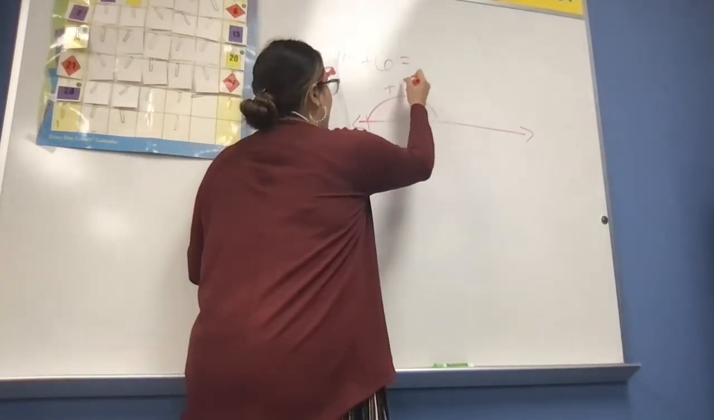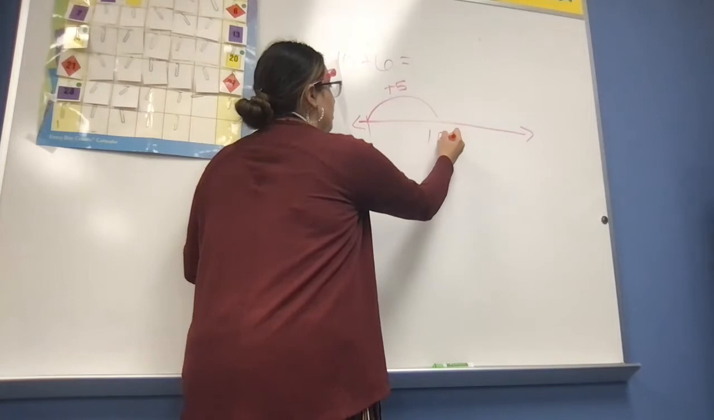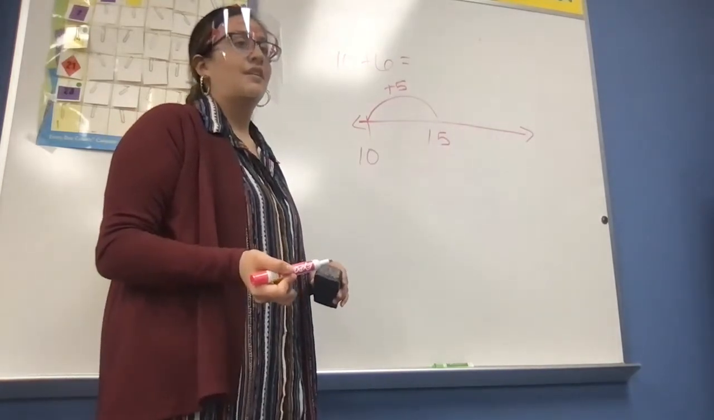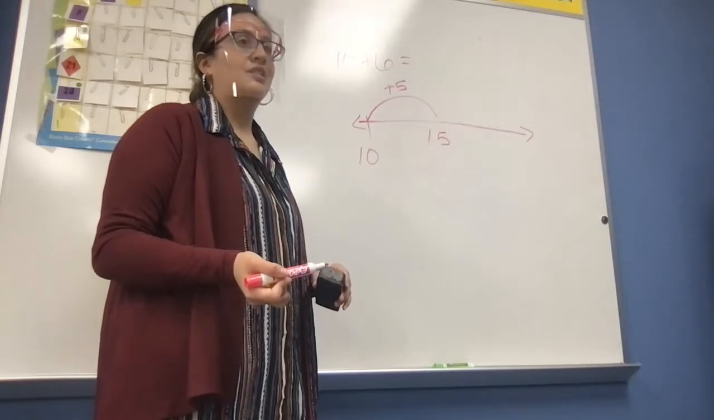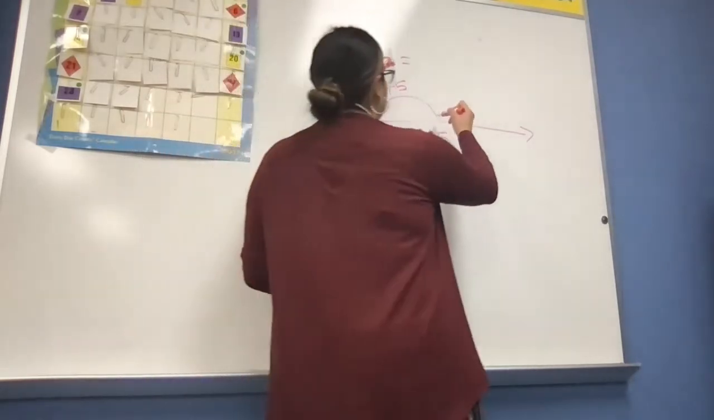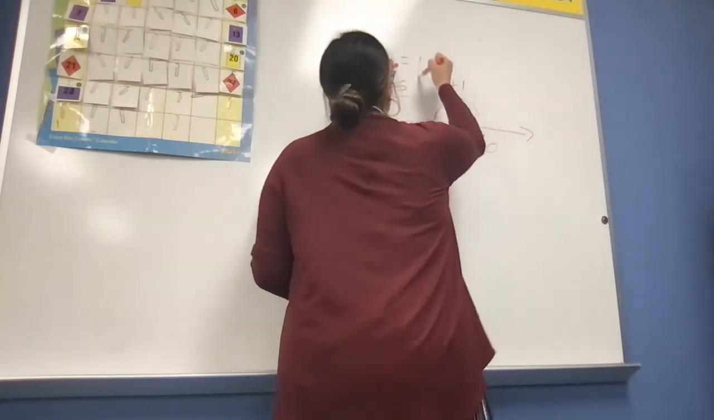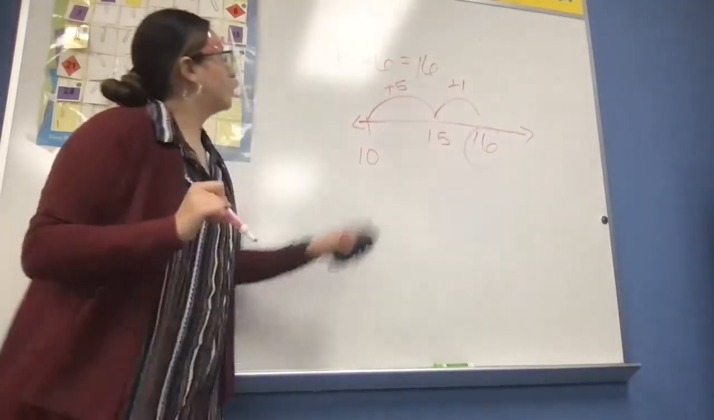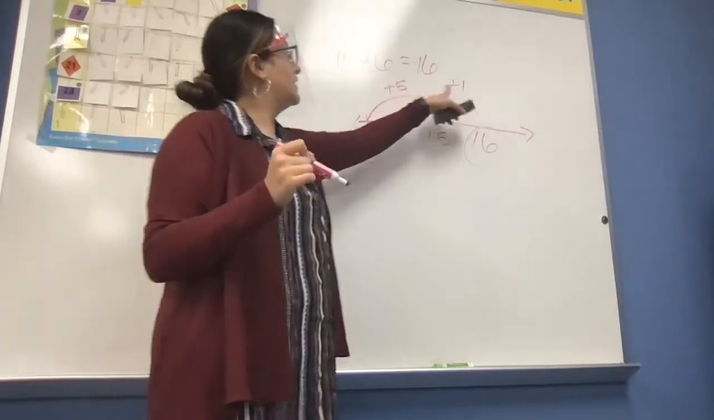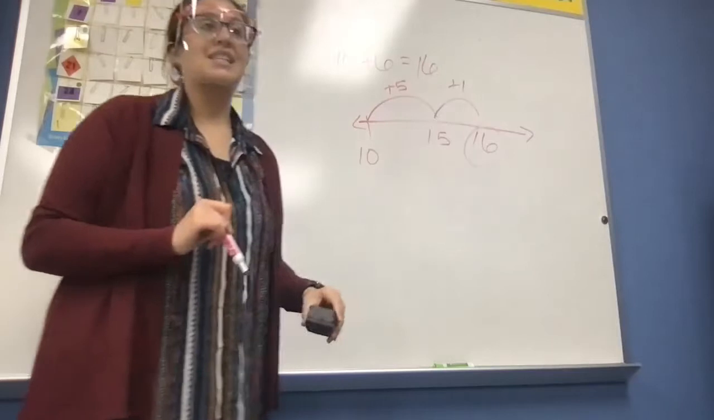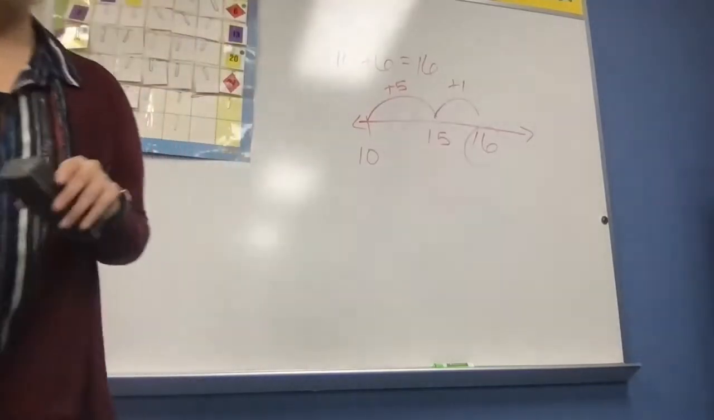And I know that if I add 5, that equals how much again? 15. And then all I have to do is add one more, which equals 16. Okay, so I know that 10 plus 6, because we had 5 and 1, that's 6, equals 16. That's another way that you can add, okay?